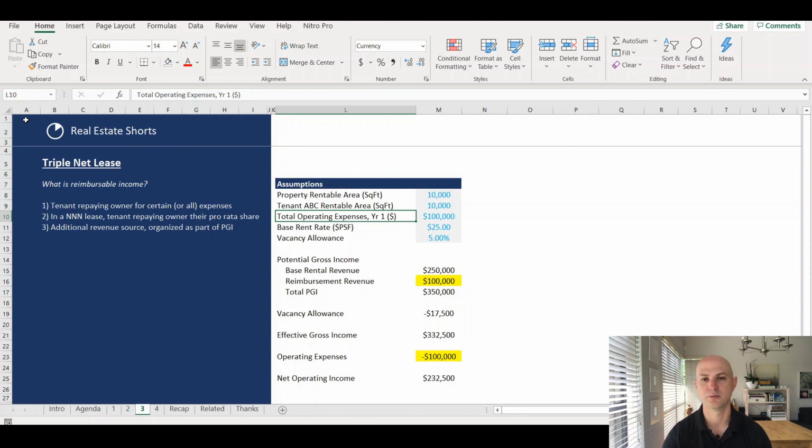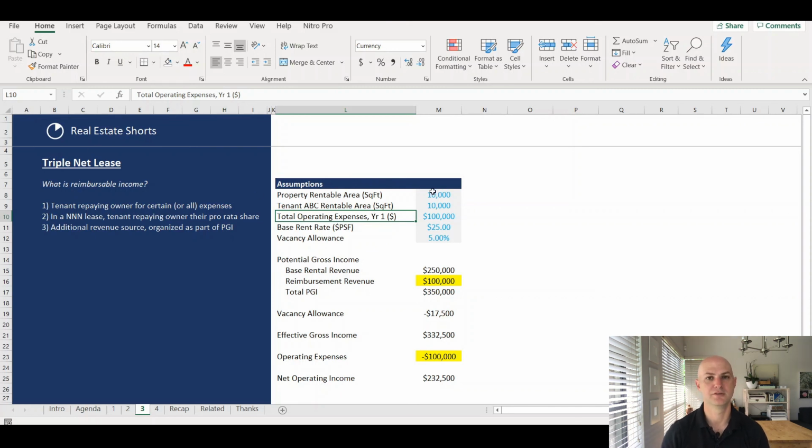Reimbursable income or pass-through expenses, this is that stream of cash flow paid by the tenant to the owner to reimburse them or repay them for a given expense. Again, keep in mind that the triple net lease shifts responsibility of payment from the owner to the tenant. And so the tenant will either pay direct, or they will reimburse the owner for the expense. So in this example, I'm illustrating the latter.